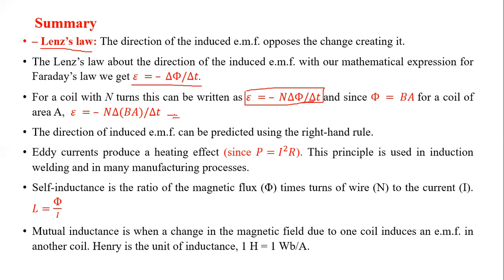In short, electromagnetic force is equal to minus N times delta BA over delta T.